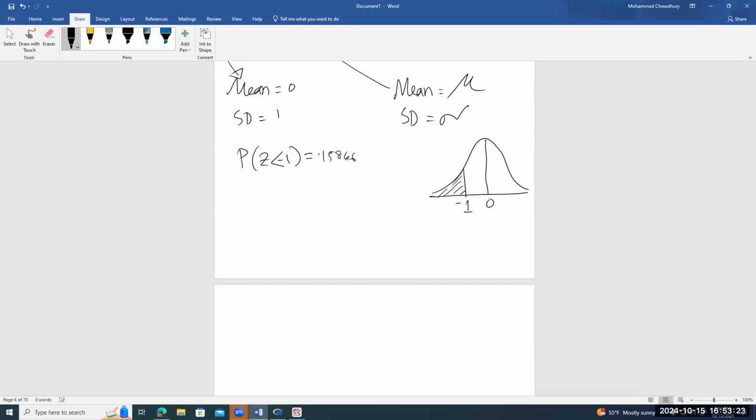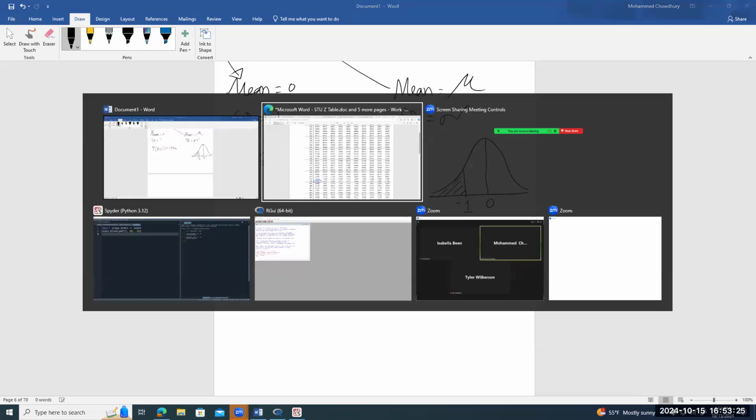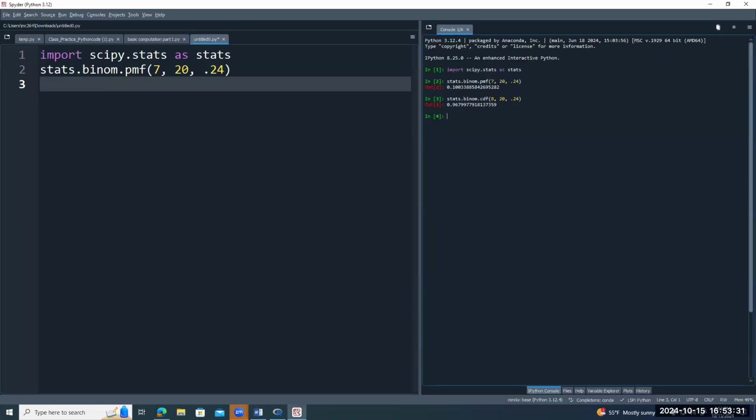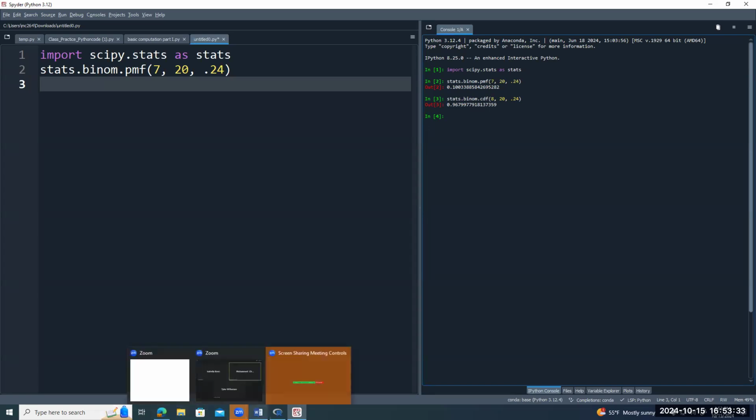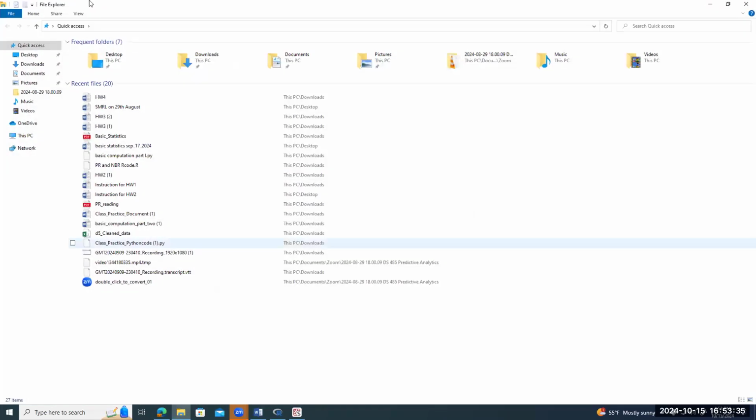How can I find it by using Python? That is what, if I want to get it, where is my document? I closed it already.